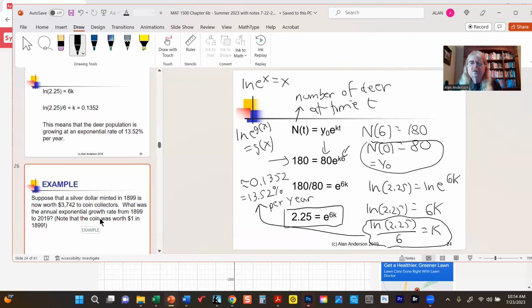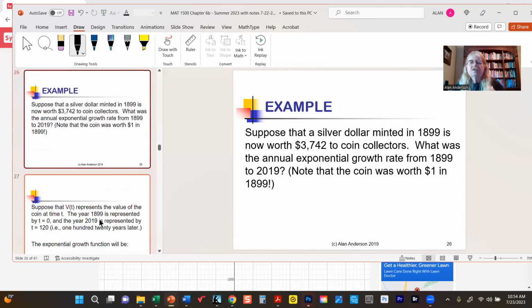All right. Oh, here's a fun one. A silver dollar minted in 1899 is now worth $37.42 to coin collectors. You could still, by the way, spend it. Any coin or note minted or produced in the United States is always legal tender. Yeah, I could take that dollar and spend it right now for $1, but I'd have to be foolish to do that because it's worth a lot more than that to coin collectors.